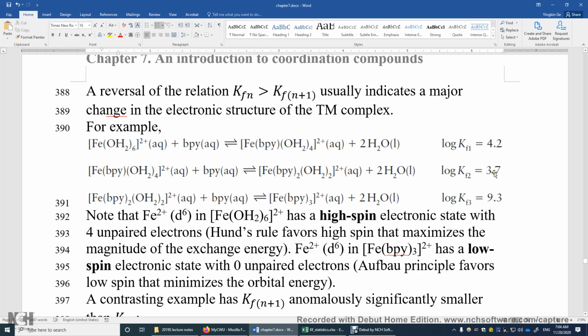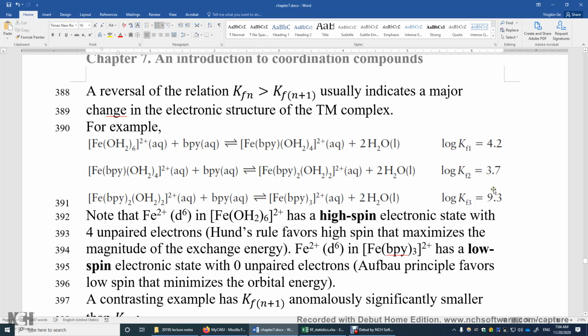So that's good. This is lower than this. Again, this is 10 to the power of 3.7. This is 10 to the power of 4.2. We are talking about the logarithm with a base 10 here. All right, so that makes sense.